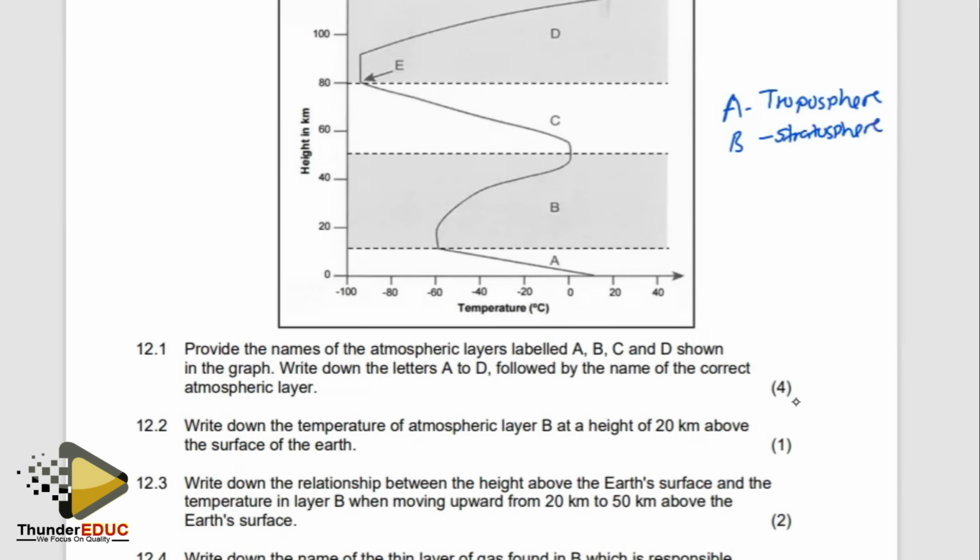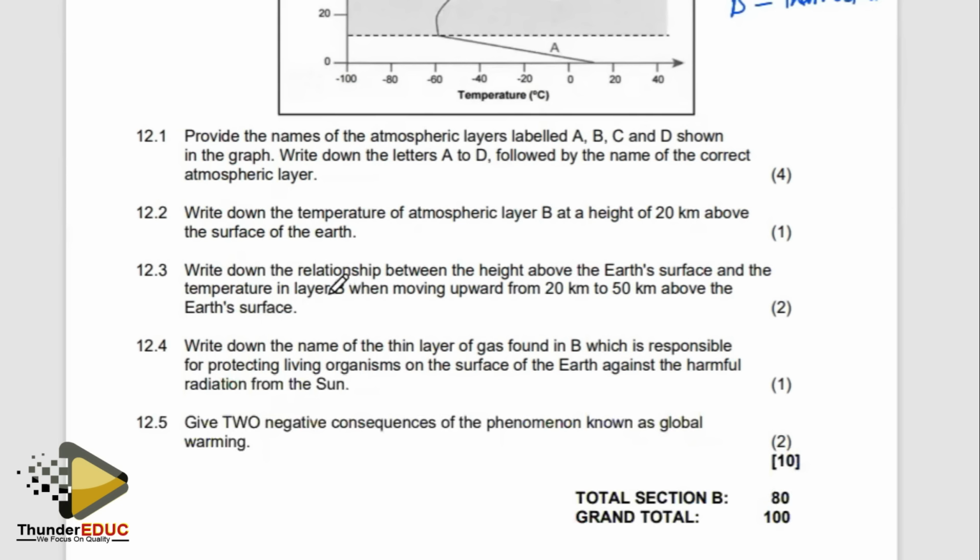Stratosphere. Then we move on to mesosphere. And lastly, we have D, the last layer, which is the thermosphere. Atmosphere. All right. You get 4 marks here. Okay. Then we'll move on to 12.2.